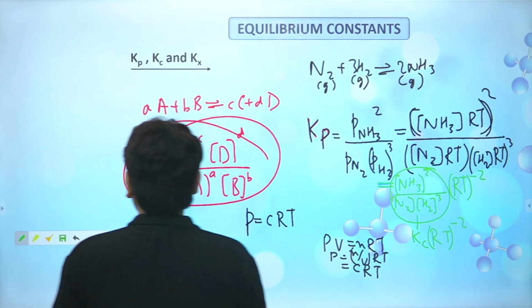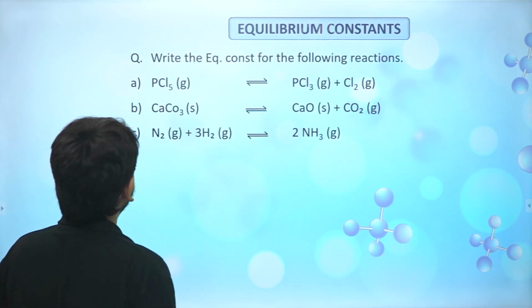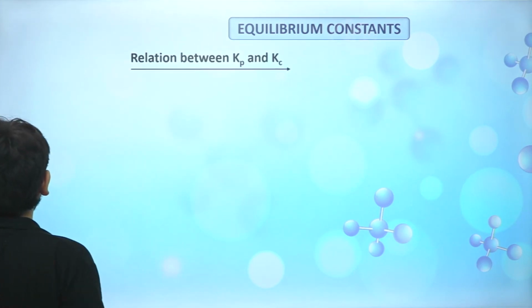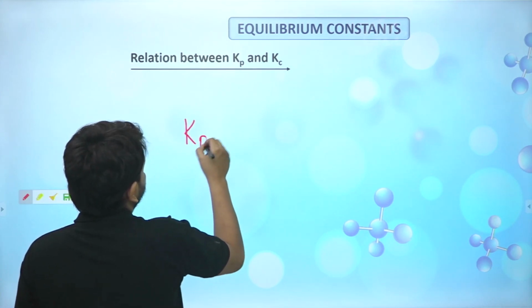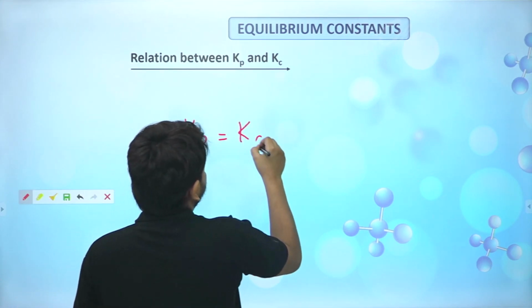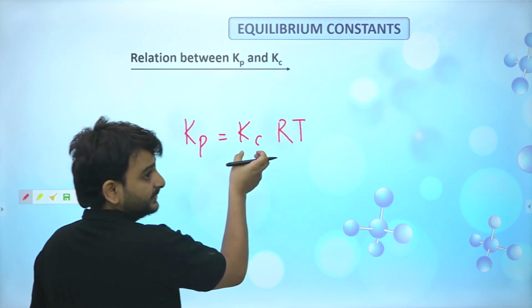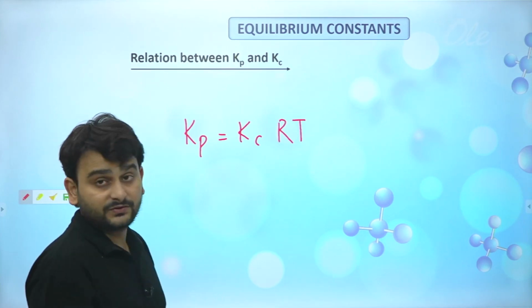So when we are expressing Kp in terms of Kc, we'll define the relation between Kp and Kc now. The relation between Kp and Kc is that Kp is simply Kc times RT raised to the power delta n. Kc is the equilibrium constant that we are defining in terms of concentration.